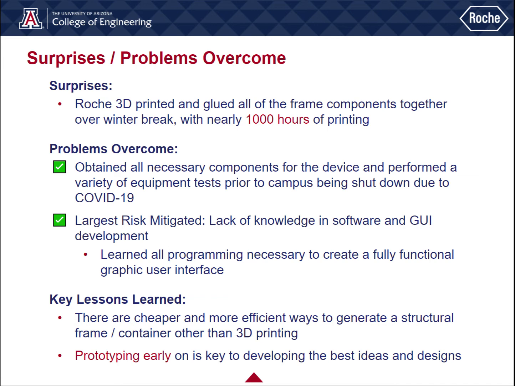The team was also faced with challenges, especially during this unpredictable time. We were able to obtain all necessary components for the device and perform equipment tests prior to the campus being shut down. We also overcame our largest risk of minimal software knowledge and graphical interface development. One of our team members was able to learn Python 3 programming language outside of school to create a fully functional graphical user interface. One of the key lessons our team learned was that there are more cost-effective and efficient ways to generate the structural frame other than 3D printing. Our team also learned that prototyping early was key to our success.